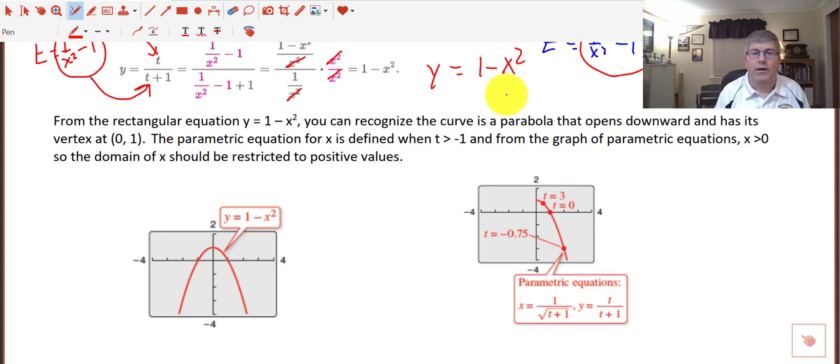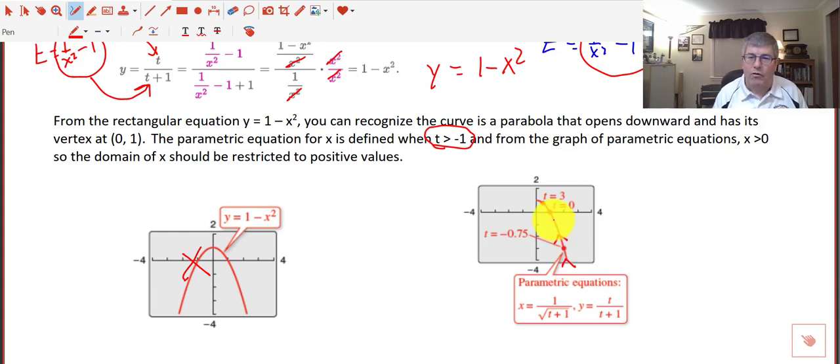The parametric equation for x is defined when t is greater than -1, and from the graph of parametric equations, x is greater than 0. So the domain of x should be restricted to positive values. So this is our graph of y equals 1 minus x squared, but we can't have any negative values for x. And interestingly enough, we end up with our graph over here based on our parametric equations.